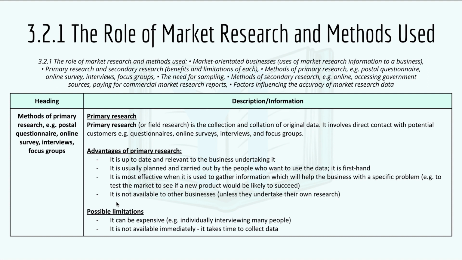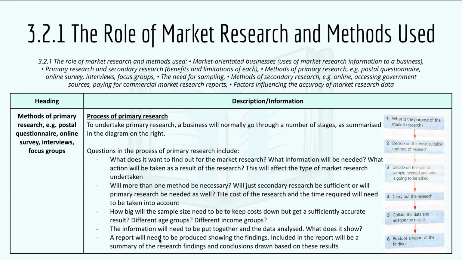But possible limitations include that it can be expensive, like individually interviewing many people, and it is not available immediately, as it takes time to collect all the data. Then we have the process of primary research. To undertake primary research, a business would normally go through a number of stages, as summarized on this diagram. You can have a read of this diagram while I describe what it is.